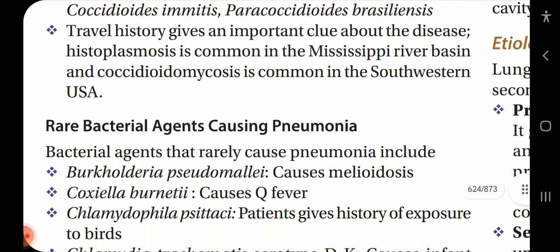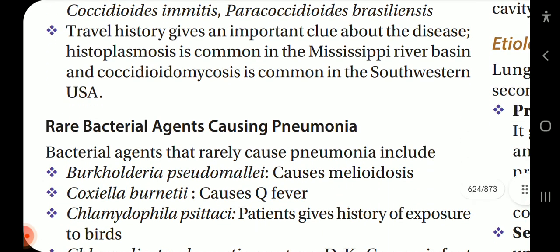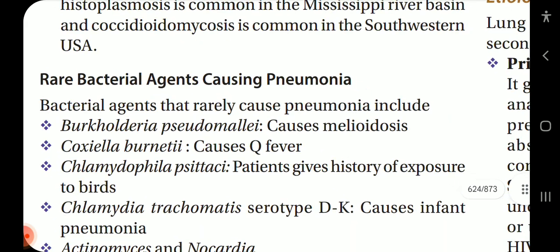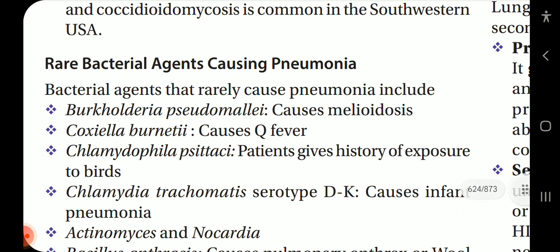Travel history gives an important clue about the disease. Histoplasmosis is common in the Mississippi River Basin and coccidioidomycosis is common in the southwestern USA.